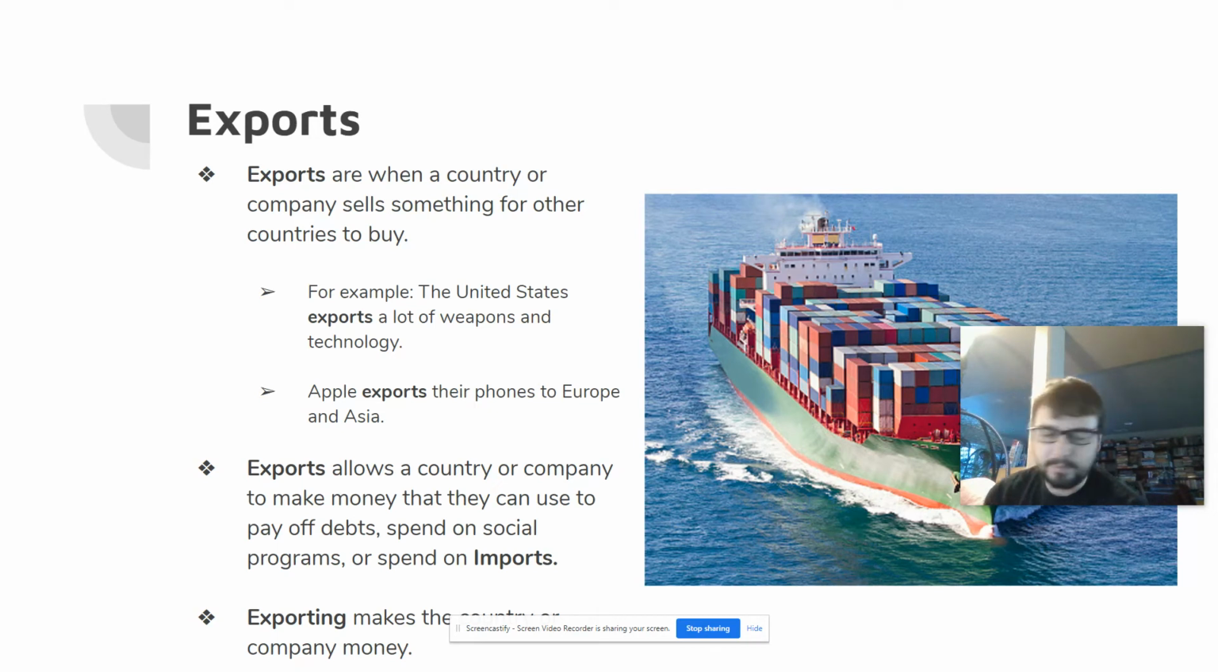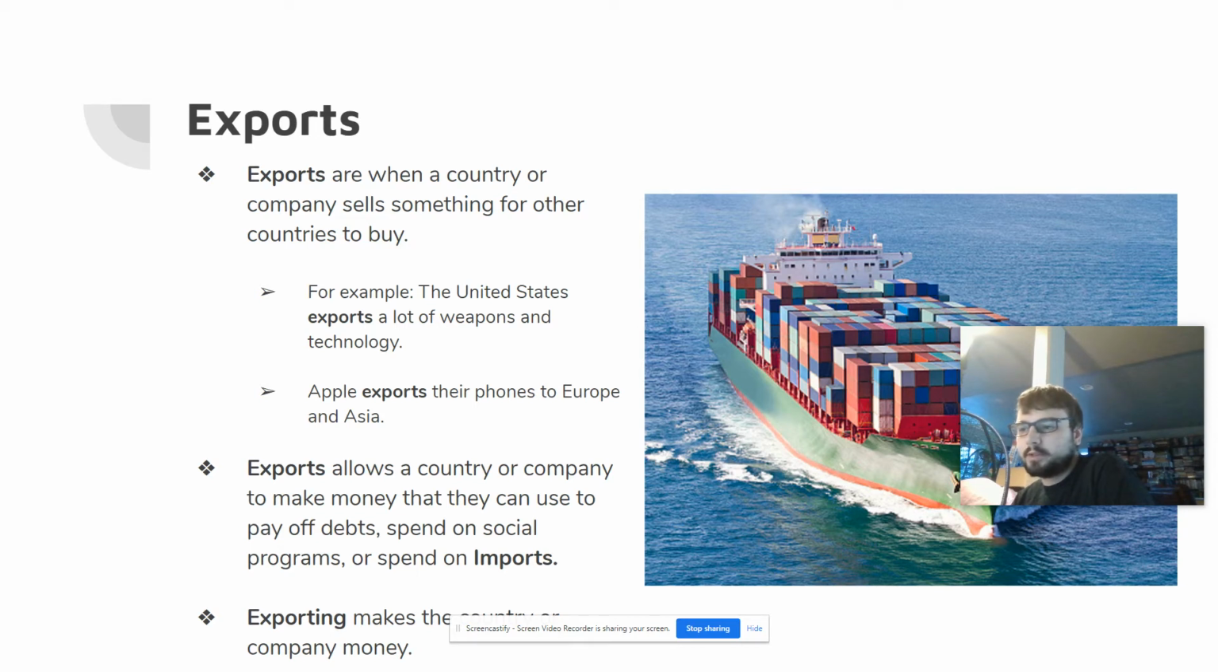Also, Apple, in case you did not know, is an American company. They export their iPhones or iPads to Europe and Asia. Apple is an American company, so we make all that stuff and they sell their products all over the world. So they're exporting those. Exporting is like sending out, we're getting rid of it.